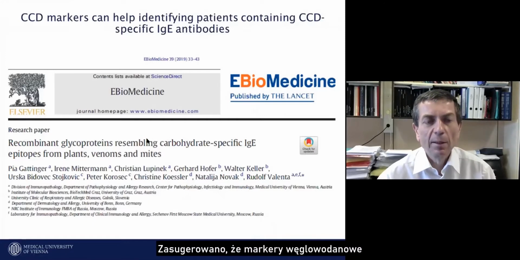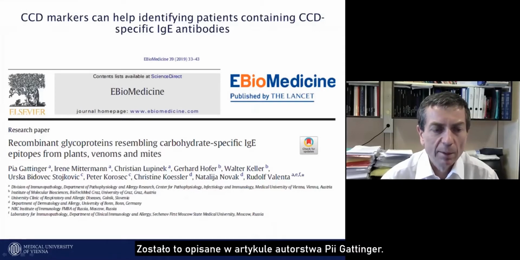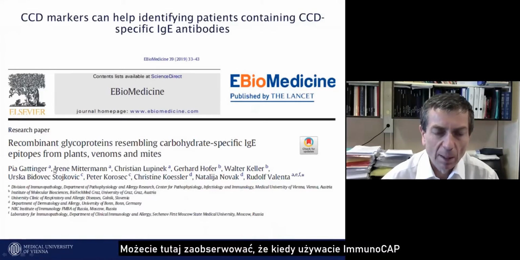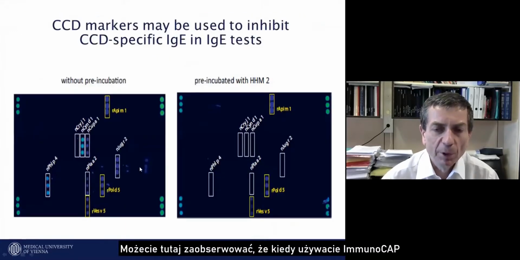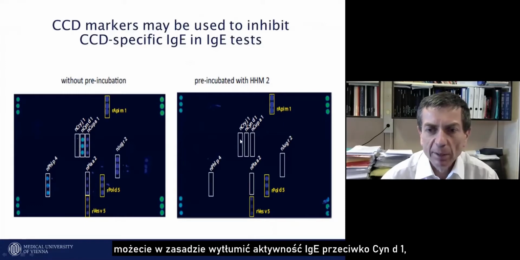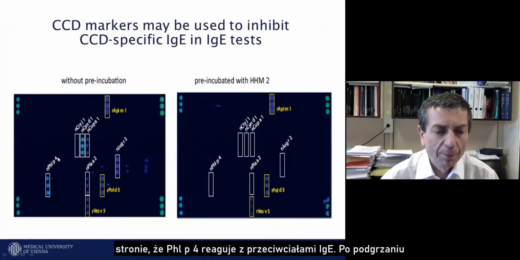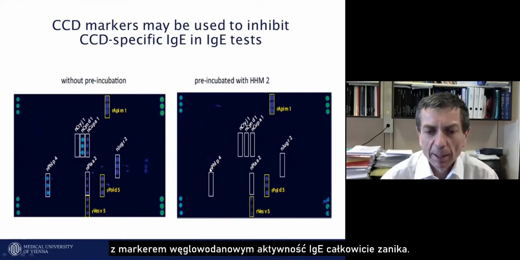It has been suggested that carbohydrate markers can help identifying these patients, and in fact they really can do. We have developed such a marker that is described in the paper by Beer Gattinger. And you can see here, when you use an immunocap ISAC and you preincubate the serum with the CCD marker, you can basically extinguish the IgE activity against the SYND1 that is glycosylated and against the FLIP4. You see here on the left side, FLIP4 reacts with IgE antibodies. When you pre-adsorb with the carbohydrate marker, the IgE activity completely disappears.